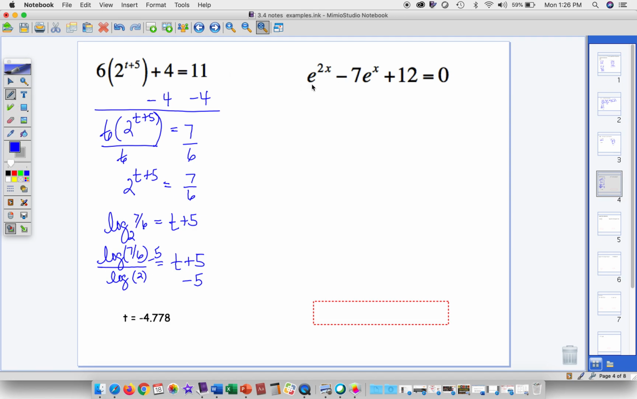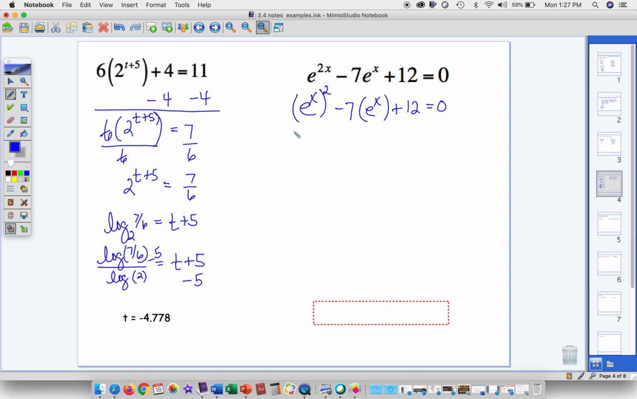Okay, this last one, this is kind of challenging. This is actually a quadratic equation. If I rewrite this as e to the x squared minus 7 times e to the x plus 12, then it's a little more obvious because I have something squared. Think of this as x, right? X squared minus 7x plus 12. So this does have quadratic form.